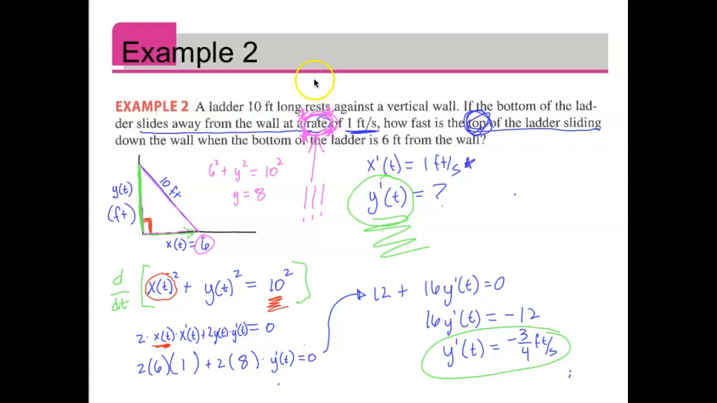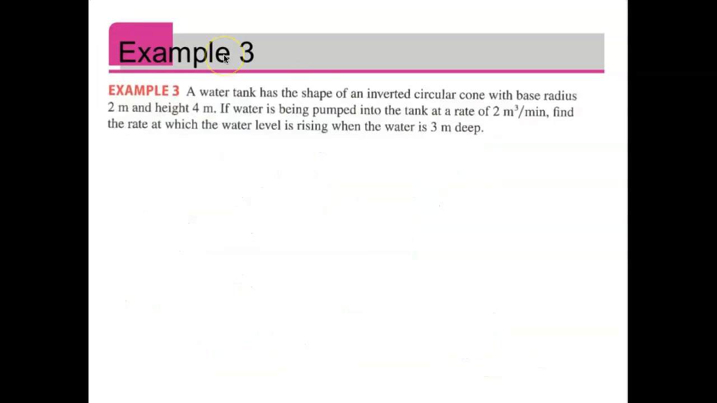All right. So the last example we're going to do today is the College Board loves inverted circular cones for some reason. And I think I know why, because they involve similar triangles and they complicate things. So what's an inverted circular cone? It's an upside down cone.